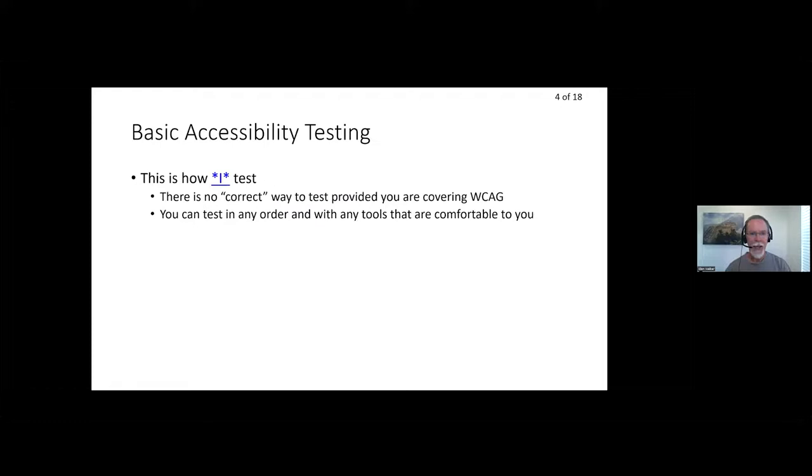And what I'm going to talk about today is how I personally test. This is based on years of doing this, almost 20 years of accessibility testing. There really isn't a correct way to test, as long as you are testing against WCAG, which I'll bring up in a second. And you can test things in any order that you want. I'm going to show you what I do and the order of things that I test. But again, that's just how I do it. You don't have to do it that way.